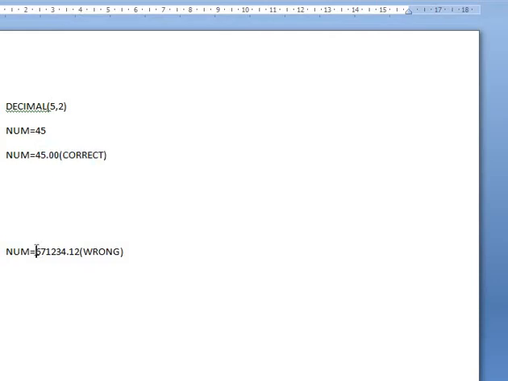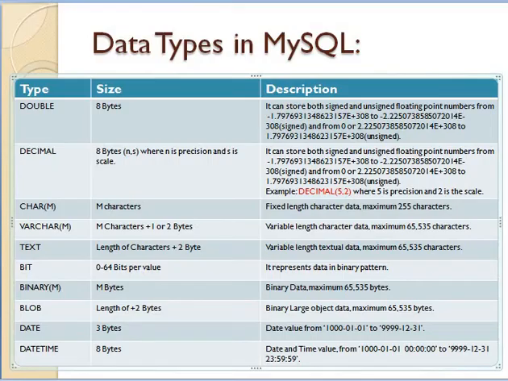Now look at this representation, that is 671234.12. This is wrong. Why is it wrong? Because we have the precision as 5. Now if you count the number of digits before the decimal, 671234, it comprises of 6 digits, which crosses the limit 5. So that's why this is wrong. Even though after the decimal we have only 2 digits, 1 and 2, which clearly falls in the range that is 2, before the decimal we have 6 digits, which crosses the limit 5, so this will be wrong. So this is how we represent the decimal data type.